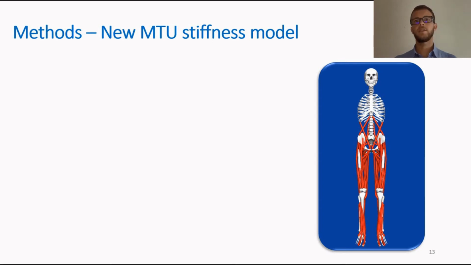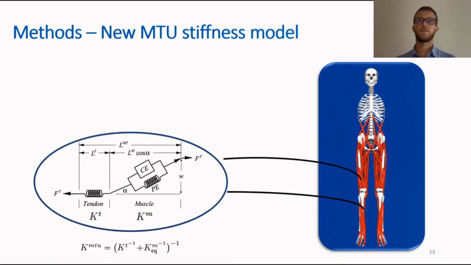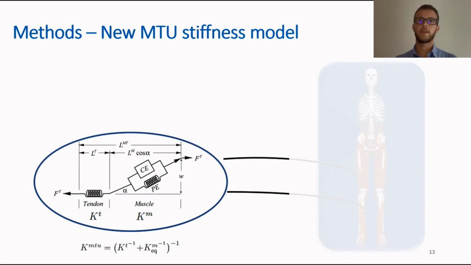As I said earlier in this presentation, a bottom-up approach is followed, meaning that to obtain joint stiffness, we first need to compute muscle-tendon unit stiffness, which is the series arrangement of the tendon stiffness and the equivalent stiffness of the muscle fiber along the direction of the tendon's line of action. Here is where we modified our model to take pennation angle into account.